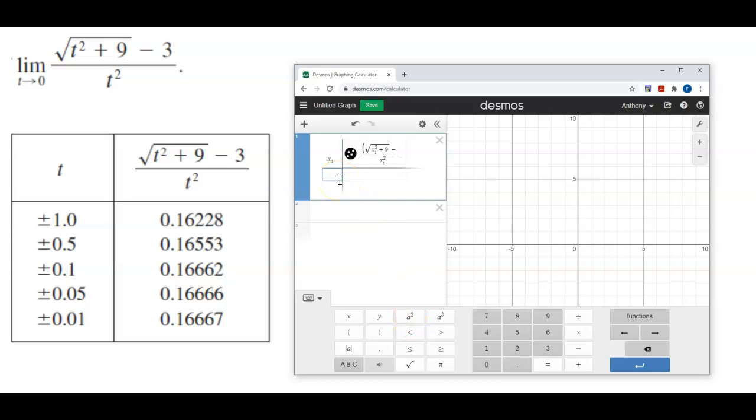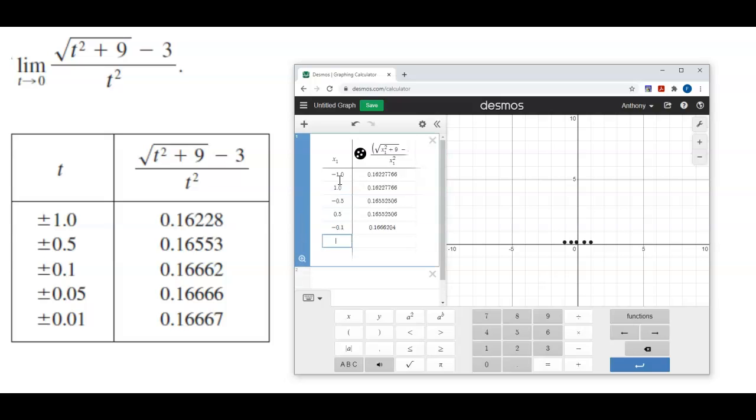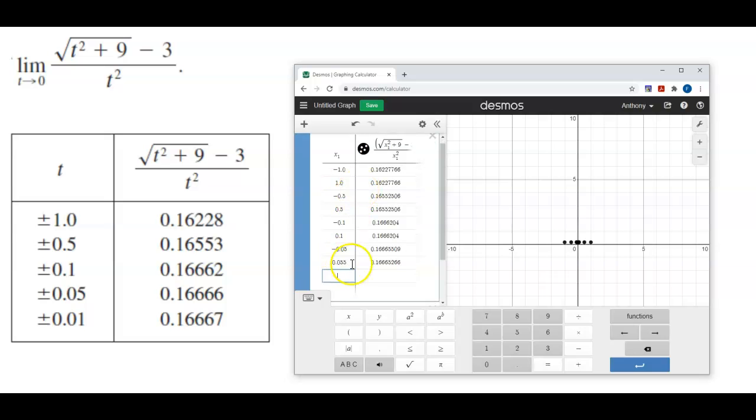And let's go ahead and put in our values. So we have 1.0. Well, let's put in negative 1.0. So we'll do negative 1.0 and then 1.0. And we have negative 0.5, 0.5, negative 0.1, 0.1. Then we have negative 0.05, 0.05. And then we have negative 0.01 and 0.01.